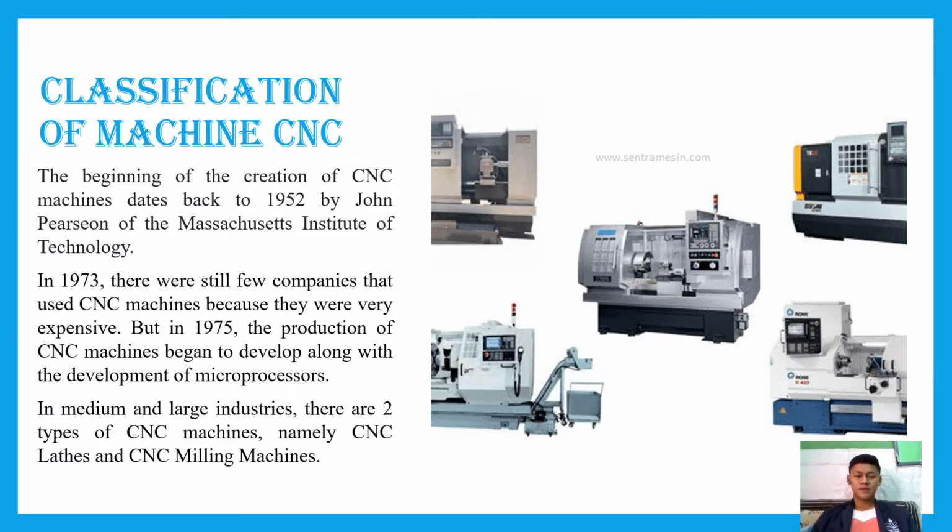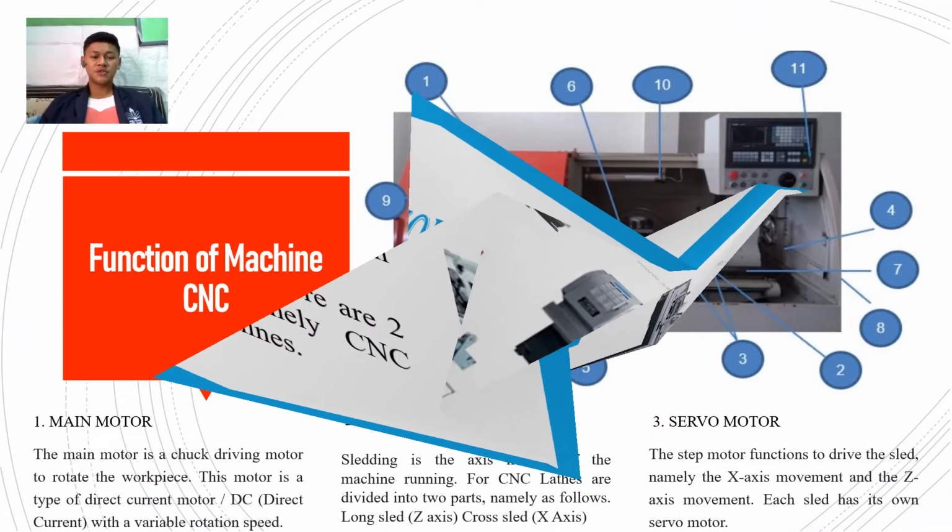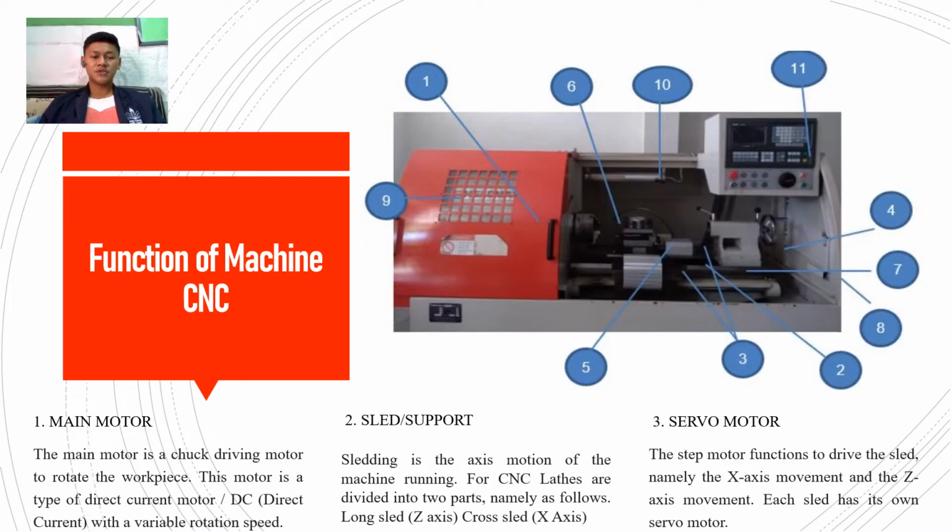Next, this is the function of the CNC machine. This is picture one. Main motor. The main motor is a shaft driving motor to rotate the workpiece. This motor is a type of direct current motor, or DC, with a variable rotation speed.